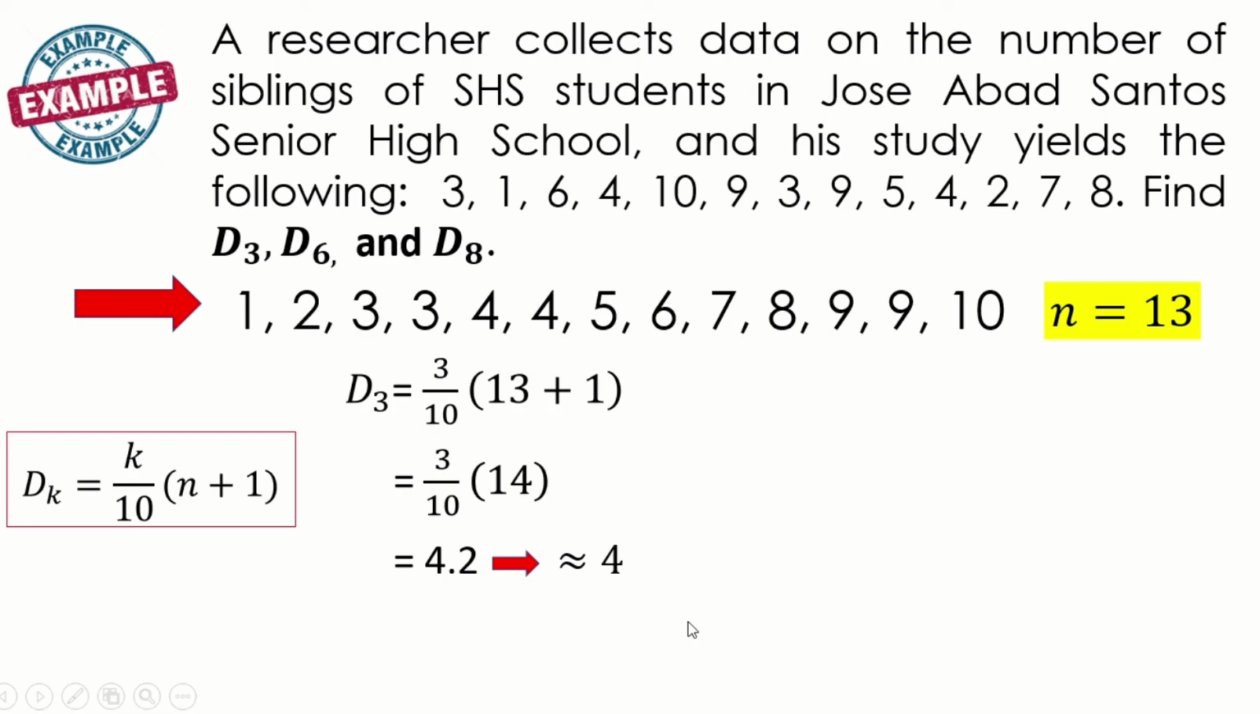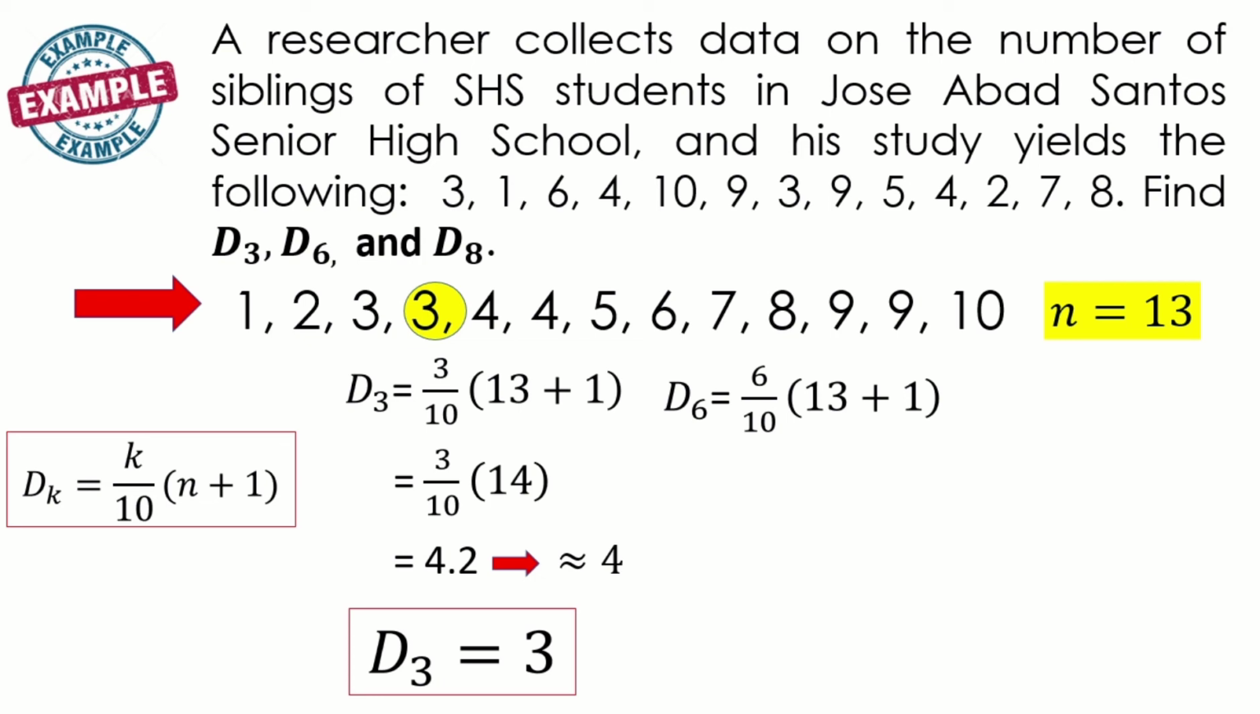So, anong ibig sabihin ng 4? Ibig sabihin, dito sa inarrange nating data, pang-apat dito ang third decile. So, ano yon? 1, 2, 3, 4. So, therefore, the third decile is 3. Ganun lang kasimple. Tatandaan lang ang formula.